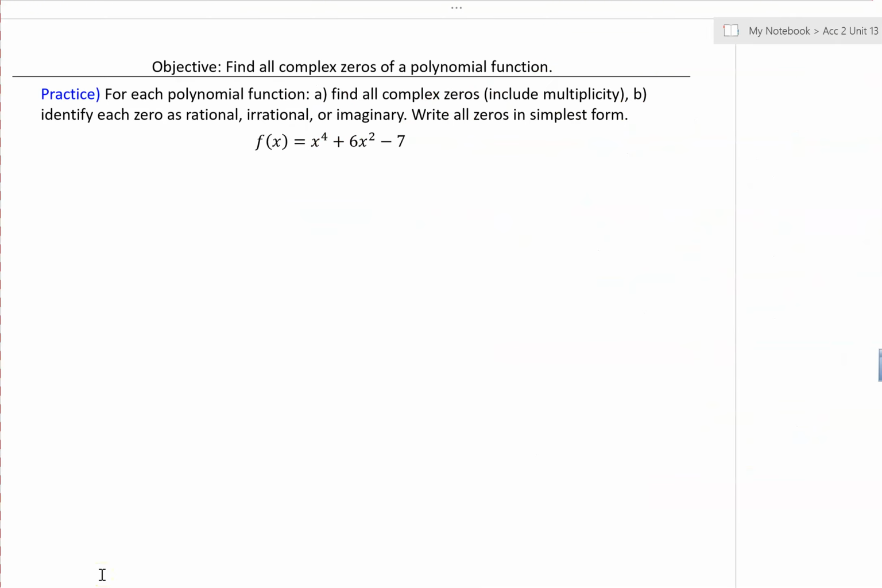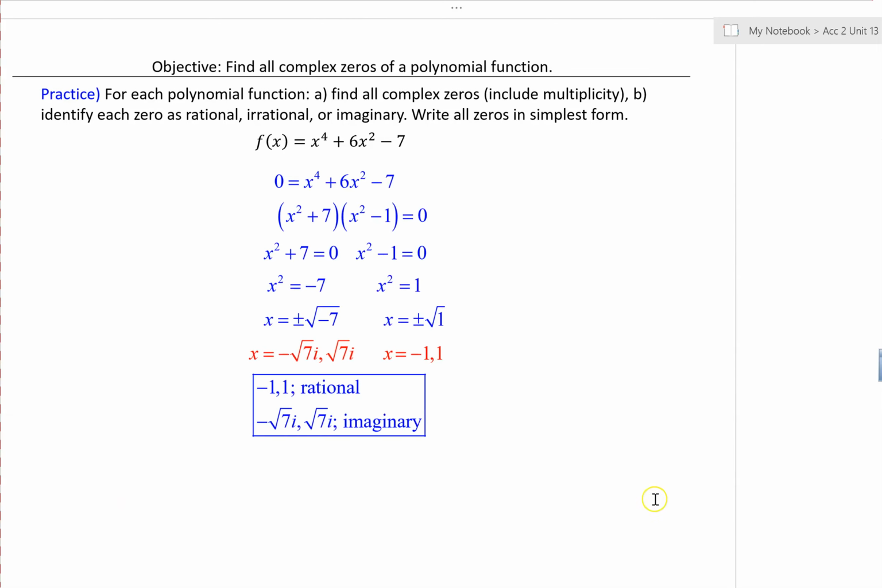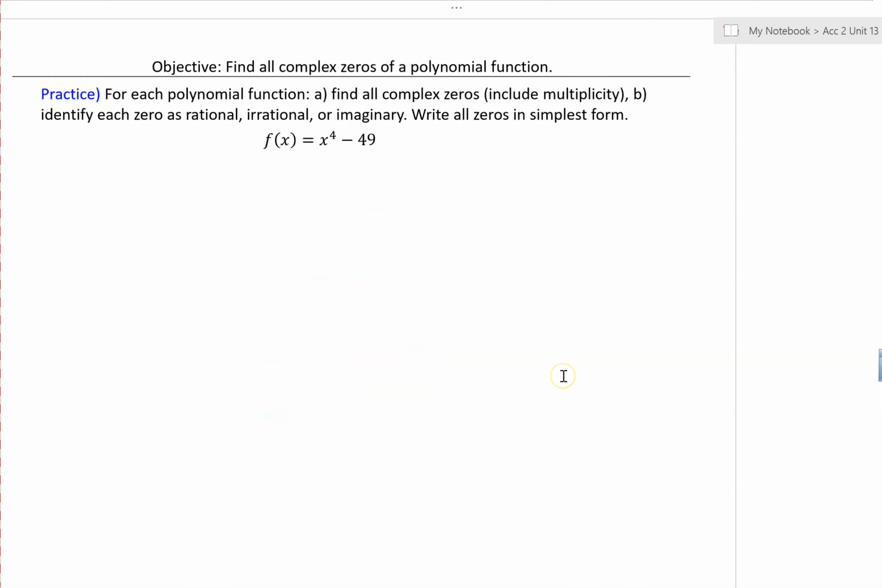All right, so here is the first practice problem. Pause your video, give this one a try. All right, let's take a look at the answer. All right, hopefully you are in agreement. Let's try another one. All right, I'm going to reveal the answer now.